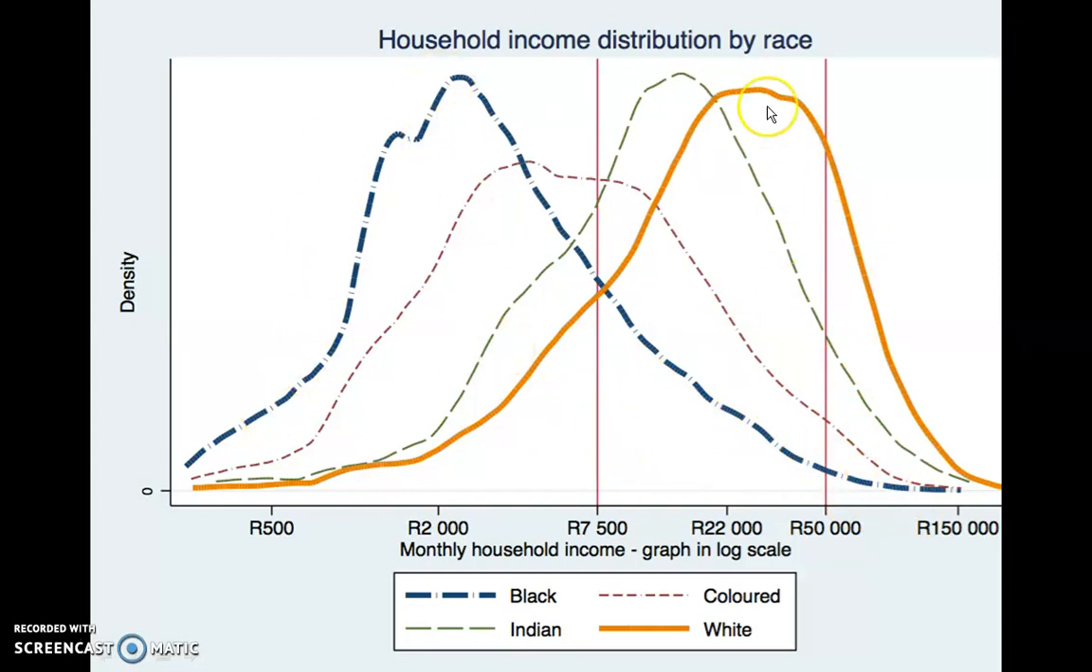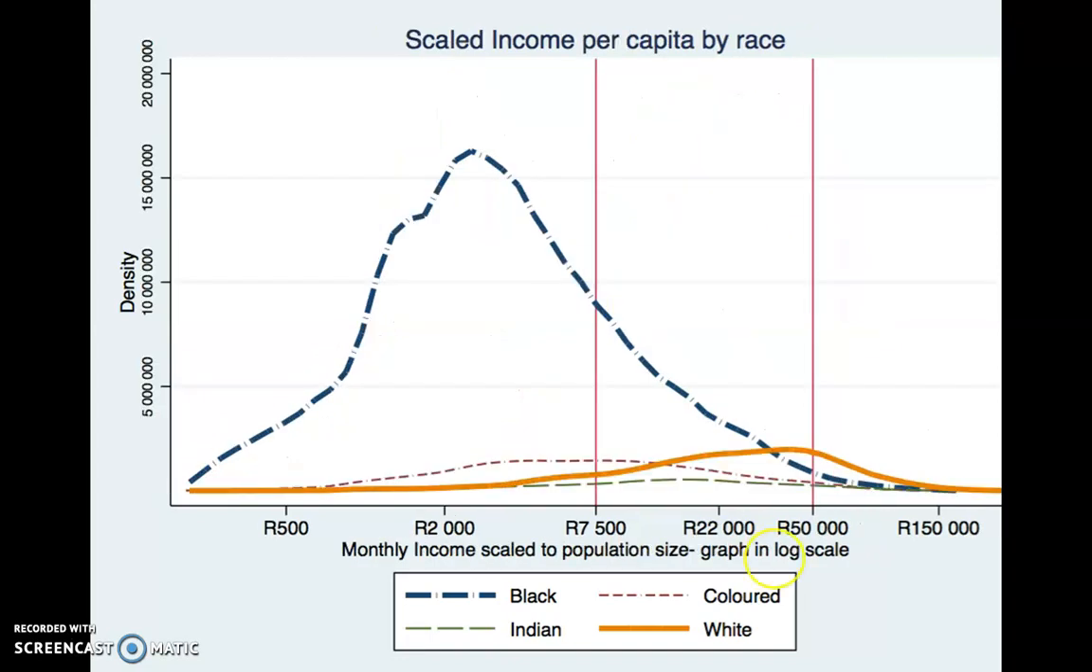Now, one thing that this graph does not account for is the population size for each particular race, because we know in South Africa that the majority of people within our country are black and white people are in the minority. So the next slide has taken that into consideration, and you can quickly see how that changes the figure. Now what you're looking at is the scaled income per capita by race. We have now taken the population size for each race group, white, colored, Indian, and black, into consideration, and we now compare the distribution of the monthly household income.